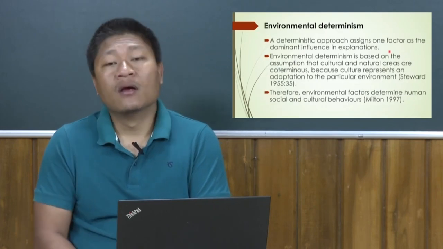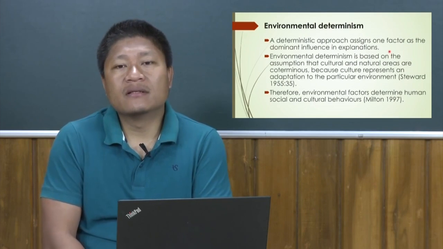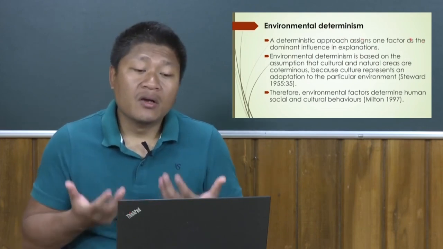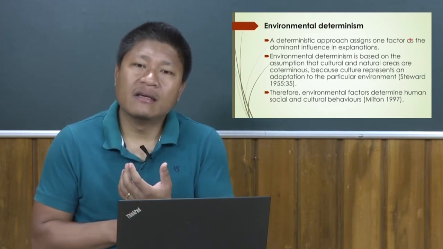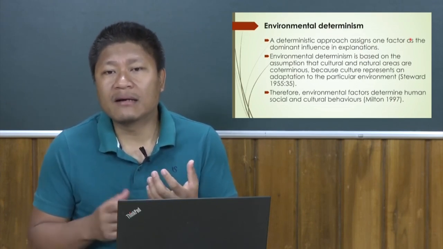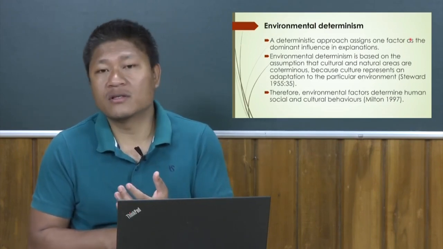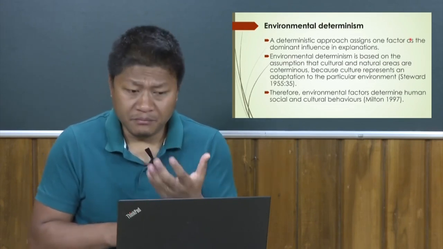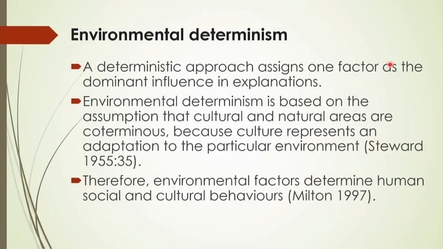Now, moving on, what actually is environmental determinism? This deterministic approach dominates the influence in the explanations, and it is primarily based on the assumption that cultural and natural areas are coterminous, that is nature and culture, because culture represents an adaptation to the particular environment. This is espoused by Steward.